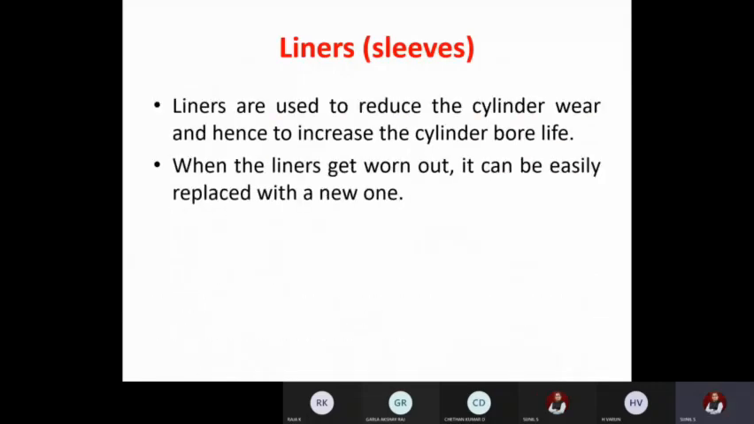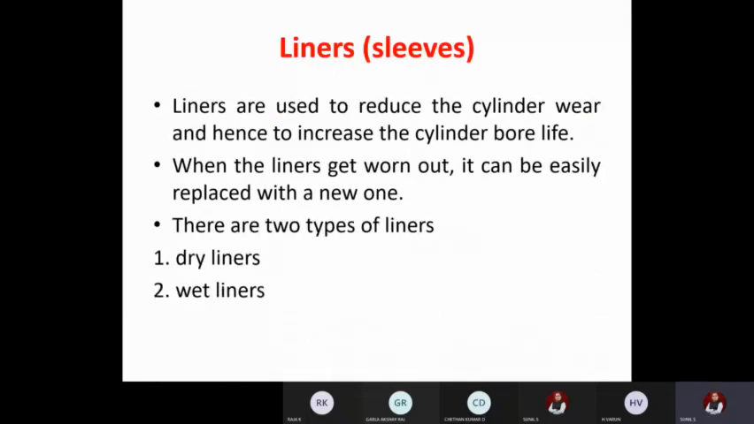Okay, so next, after cylinders, the next important component is the liner. So what are these liners? Liners are usually used to reduce the cylinder wear, and hence to increase the cylinder life. The cylinder bore life has to be increased. So liners are used to reduce the cylinder wear and tear. When these liners get worn out, you can just replace these liners.